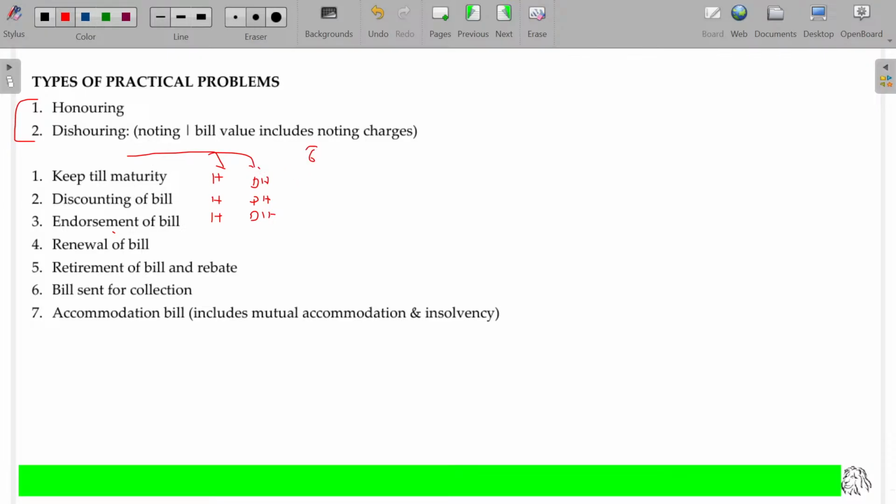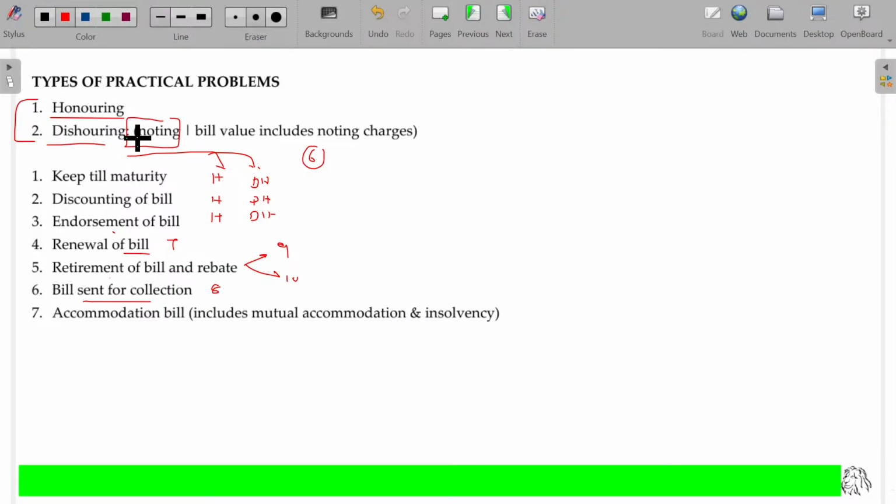6, illustration: renewal of bill, also we have studied. 7, bill sent for collection, also we studied. 8, retirement of the bill and dissolve, which means insolvency, also happening. So these are the scenarios we studied. So 9 and 10. Almost 10 different models we have covered here: honoring situation as well as dishonoring situation. While dishonoring, we have the noting case also.